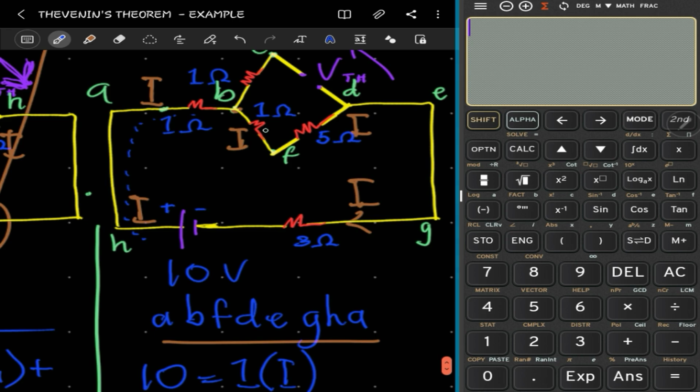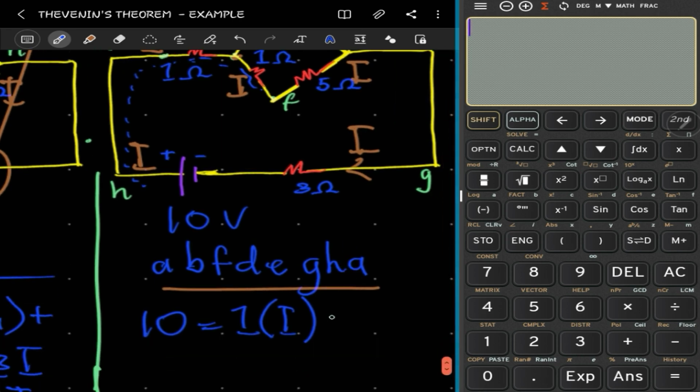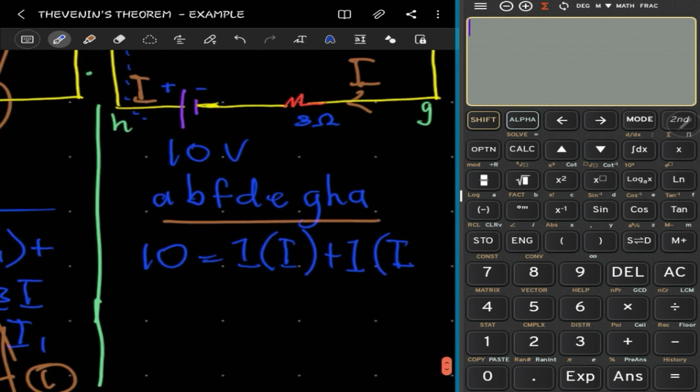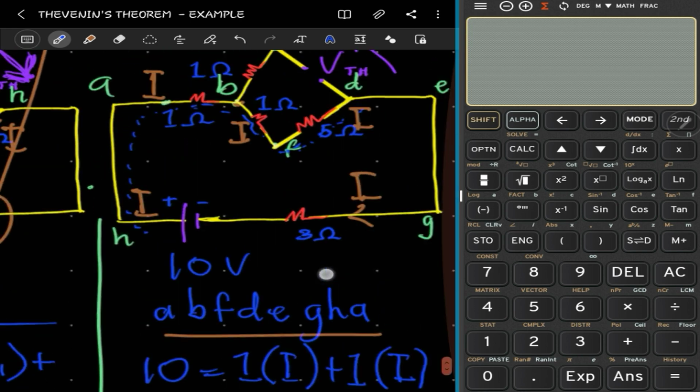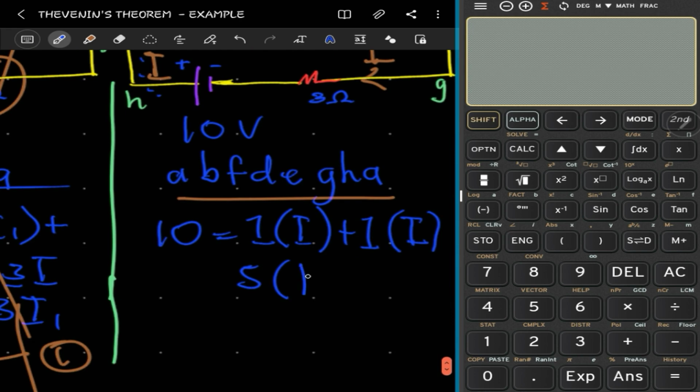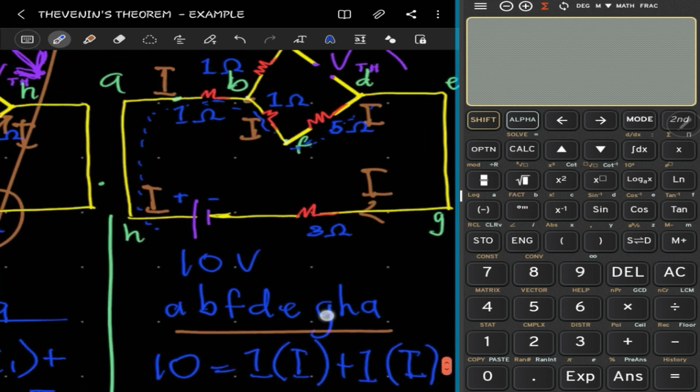Then we move here and come to this side, between B and F. We have 1 ohm, so plus 1 ohm, and the current flowing through it is still I. And now we are moving from F to D, where we have a resistor of 5, and the current flowing through it is still I.